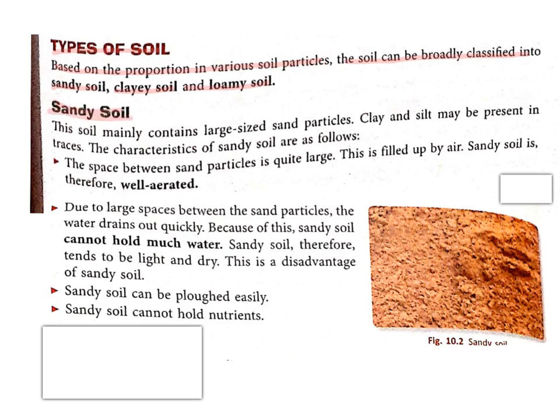First, sandy soil. As the name suggests, you should know that it mainly consists of sand. This soil mainly contains large sized sand particles. Clay and silt may be present in traces. So, mainly the sand particles will be present and clay and silt will be present in small amounts. The characteristics of sandy soil are as follows.